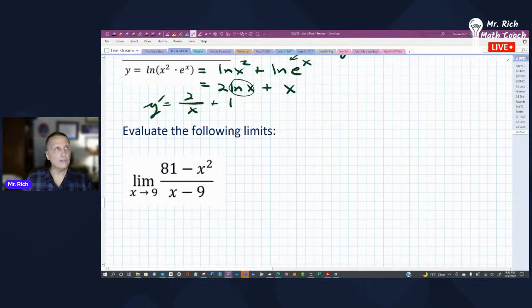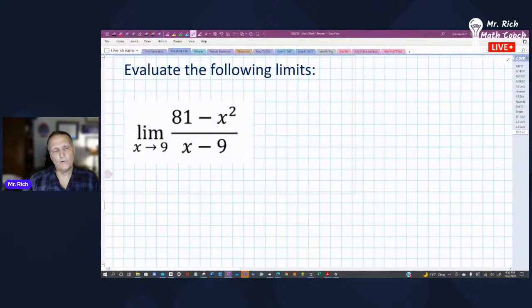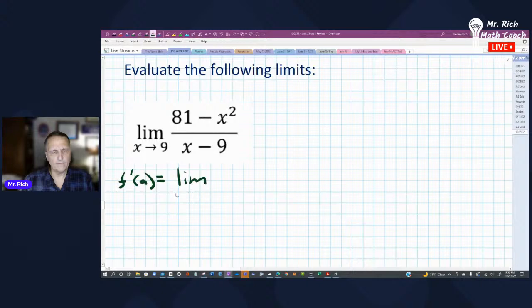We are next going to look at another problem similar to the one that we did above, but this is using a different definition of a derivative. So what I am going to do here is write below one of the definitions of a derivative. We called it f prime of a. So it's the derivative of x evaluated at a. So f prime of a would be the limit as x approaches a of f of x minus f of a all over x minus a.